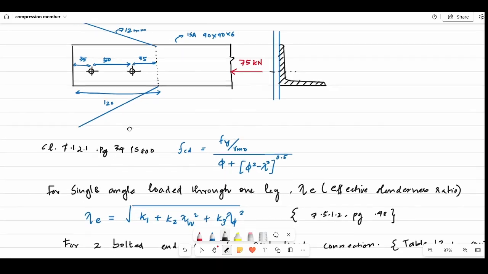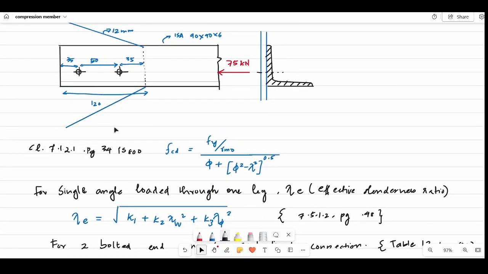Now in clause 7.1.2, under the design of compression members on page 34, the design compressive stress is given by an equation, and this equation is given as f_cd equal to (f_y by gamma_m0) divided by (phi plus (phi square minus lambda square) the whole raised to 0.5). So we have to first calculate the effective slenderness ratio. For a single angle section, the effective slenderness ratio has to be taken from clause 7.5.1.2, which is on page number 48.